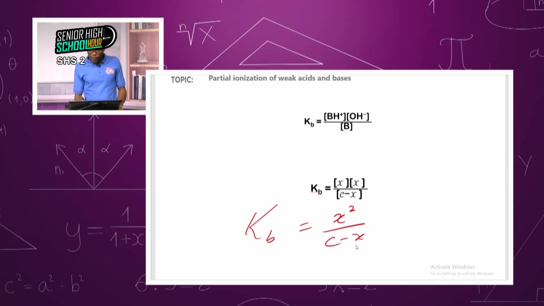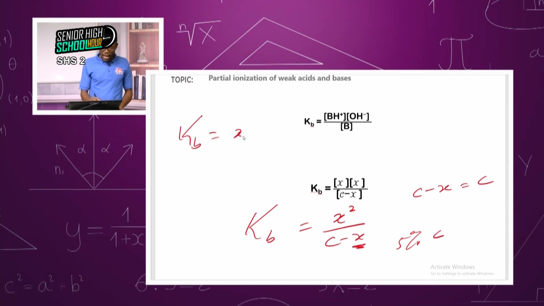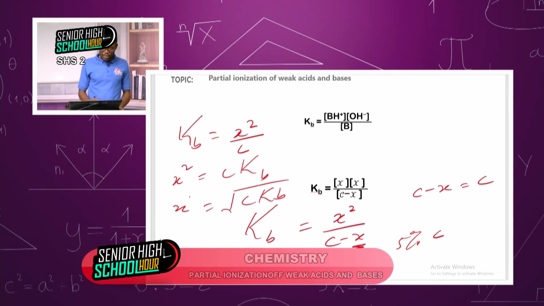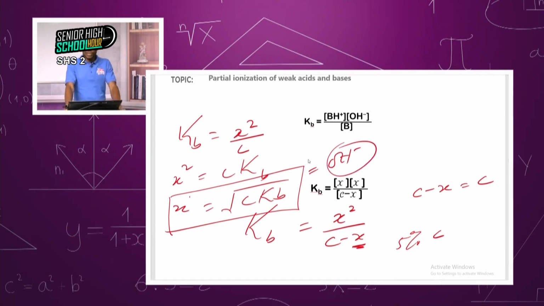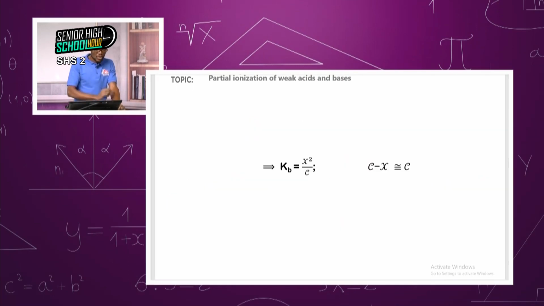So as usual, if the value of X is less than 5% of the initial concentration for the weak base, then we can assume that the concentration C minus X is equal to the concentration C for the base. So therefore, I can write Kb equal to X squared on C. So I can have X squared equal to C Kb, and then X equal to the root of C Kb. So don't forget this. This time, this X here is equal to OH minus, because the base is producing OH minus ions in solution. Is that okay? Yes, so it's as simple. So here, you follow as we did for the weak acid.